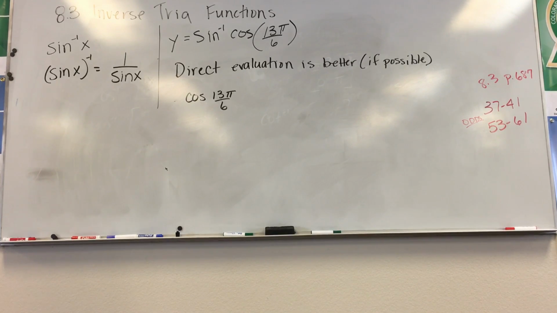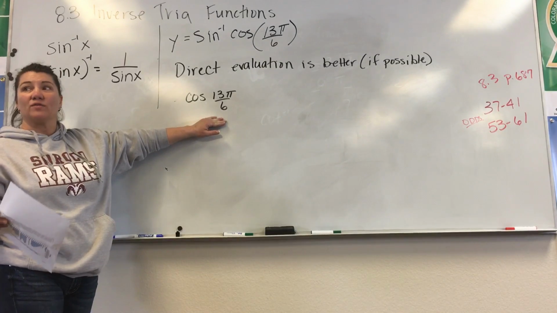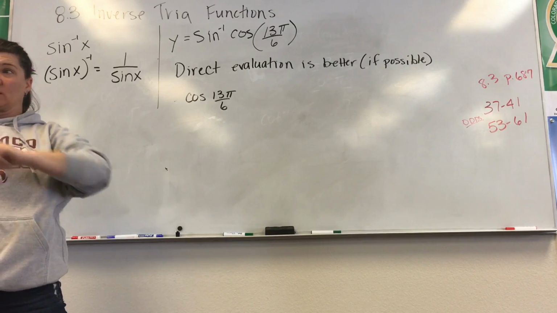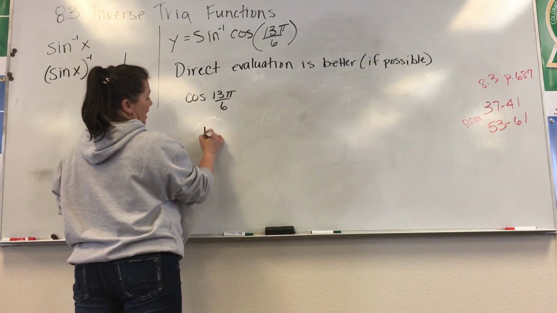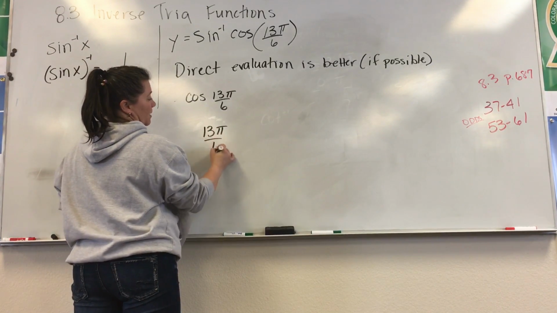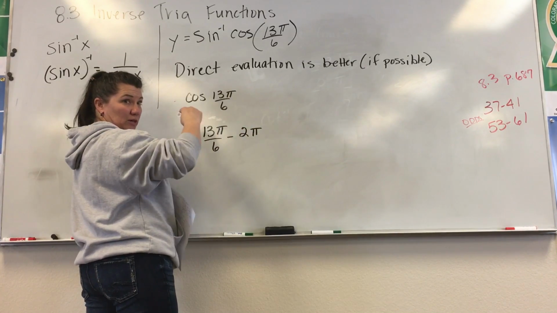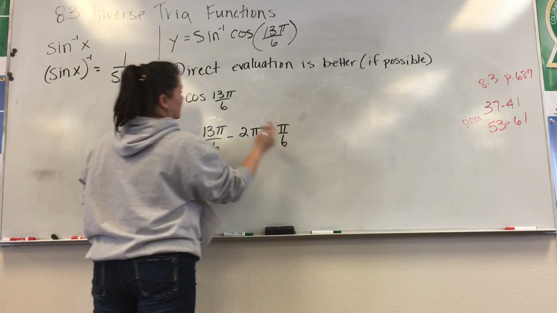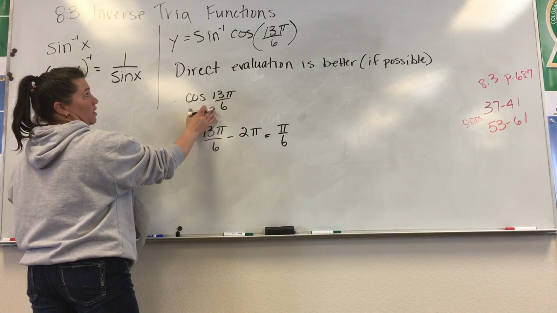We need a reference angle? Yeah, this is more than once around, isn't it? 13 pi over 6. Well, 12 pi over 6 would be once around. So if I did 13 pi over 6, that's 390 degrees, minus 2 pi, which is one full rotation, that gives me pi over 6. So 13 pi over 6 is exactly the same angle as pi over 6.